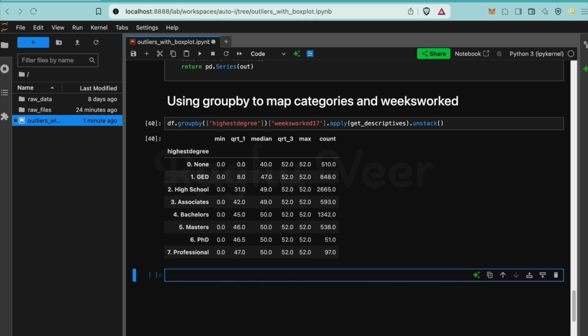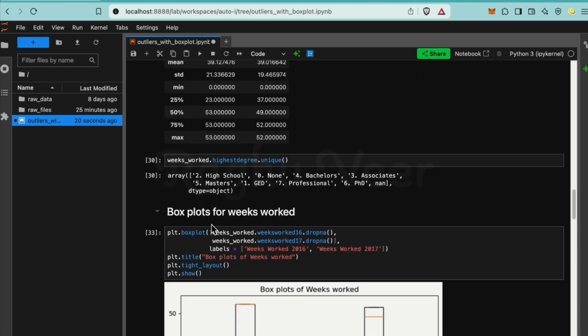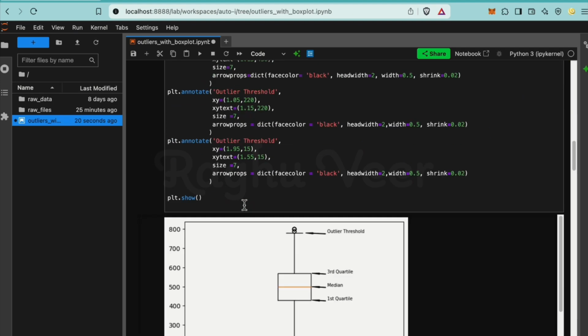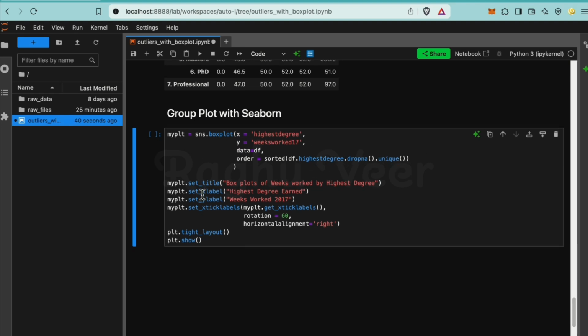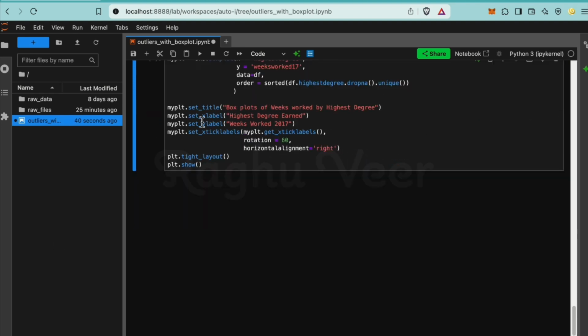For this, I'm using Seaborn, which is also a data visualization library. So remember, we imported Seaborn as sns. sns.boxplot, I'm giving x as the highest degree, y as the weeks worked, data as data, and I'm sorting the box plots based on the highest degree. Setting a title for the plot, setting the x label and y labels, x tick labels, and displaying the plot.